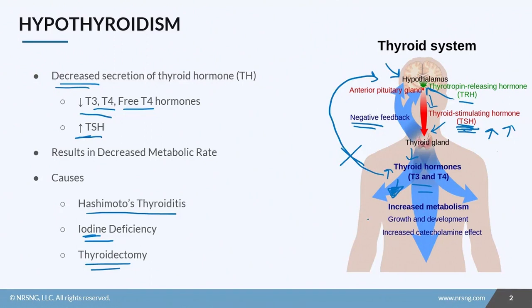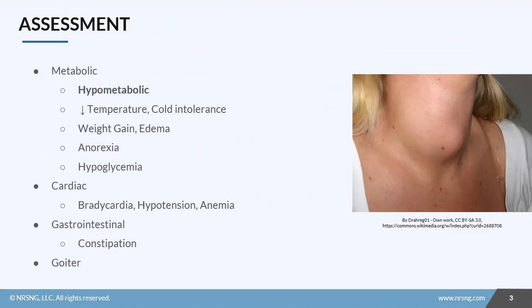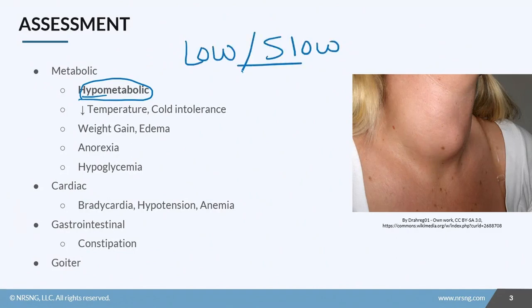So what does that look like in our patients? Well, it's decreased thyroid hormone action. The thyroid hormones are responsible for increased metabolism, growth and development, and increased catecholamine effects like epinephrine. So overall, the biggest thing we see is this decreased metabolic rate. Now, anytime you think hypothyroidism, I want you to think hypometabolic. Hypothyroid, hypometabolic. Everything is low or slow.